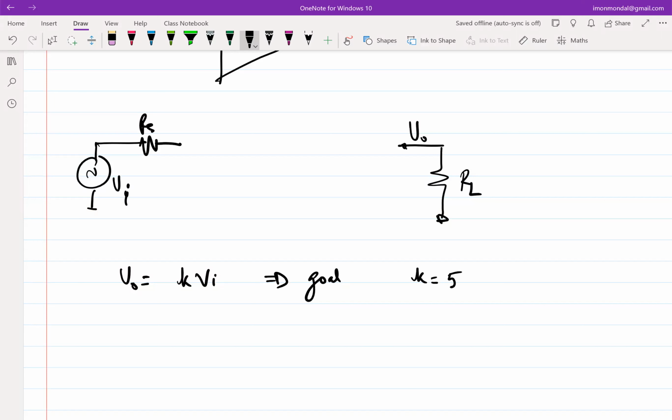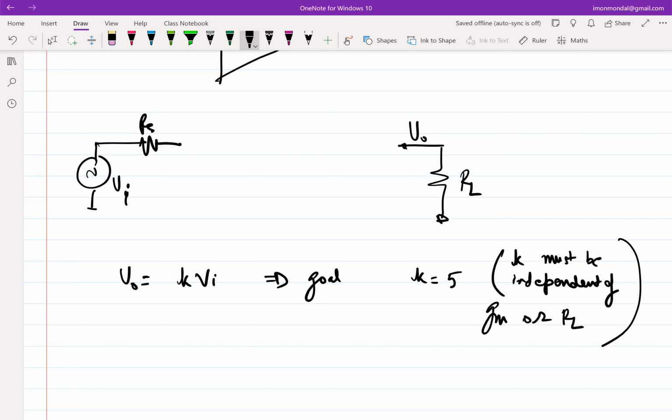But the key thing is that we want this to be very stable. We don't want it to be a function of RL, and we don't want it to be a function of temperature, which means we don't want K to be a strong function of GM, because GM is a function of threshold voltage and of mobility, which is a function of temperature. So K must be independent of GM or RL.